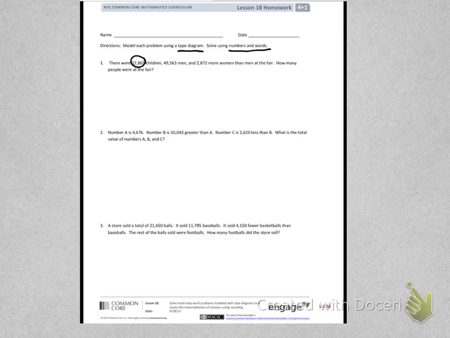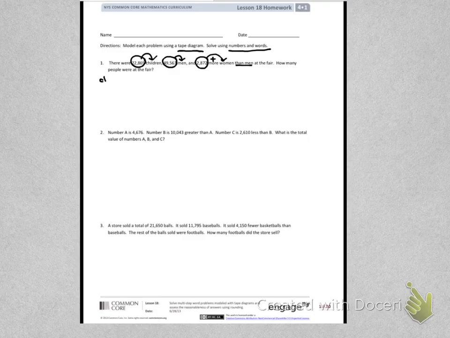There's 22,869 children. There's 49,563 men. But the women tells us is a little bit different. There's 2,872 more. We know more always means it's going to be added to something. More women than men at the fair. So I'm seeing this as 3 categories. We have children, we have men, and we have women. So let's go ahead and make categories for our tape diagrams to represent.